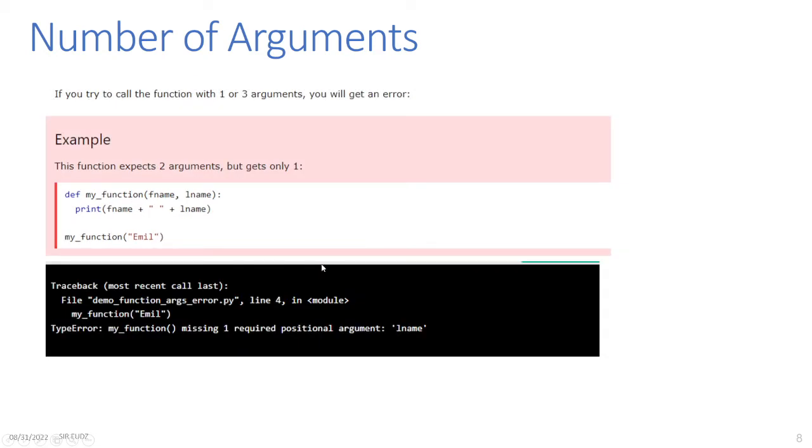If you try to call a function with 1 or 3 arguments, you will get an error. So let's say, for example, we have the same program as a while ago. We have 2 parameters here, so it will be expecting 2 arguments, but you use only 1 argument. So it will cause an error. More or less the output will be something like this: missing 1 required positional argument. That's the error message.